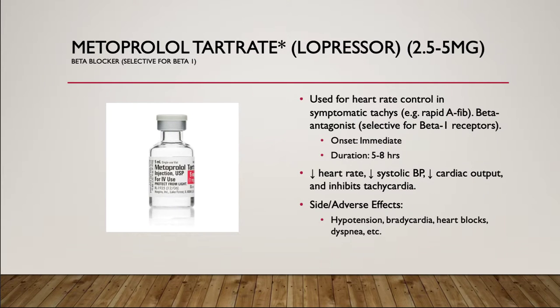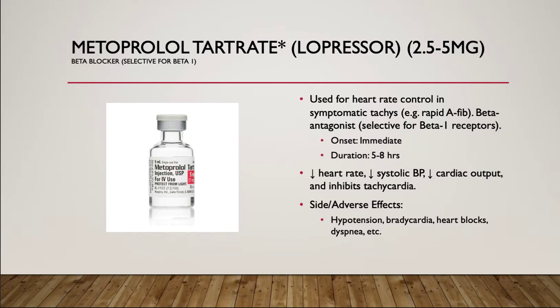Moving on to metoprolol tartrate, we're typically stocking this in times of Cardizem shortage. It's a good beta blocker. It's a beta antagonist for both beta 1 and 2 receptors, but it's selective for that beta 1 receptor, which is really useful, right? Because we're going to use it for that heart rate control and the symptomatic tachycardias. Think rapid AFib. It's going to decrease heart rate, decrease systolic blood pressure, decrease cardiac output, and it's going to inhibit that tachycardia, which is what we're looking to do.